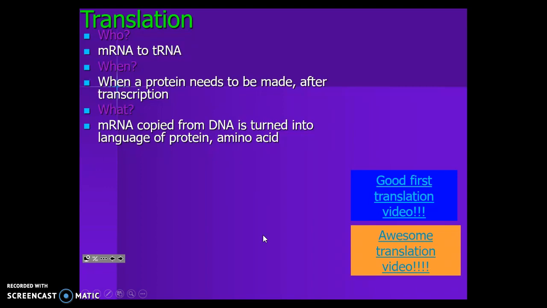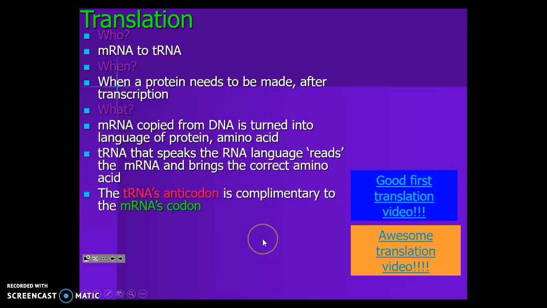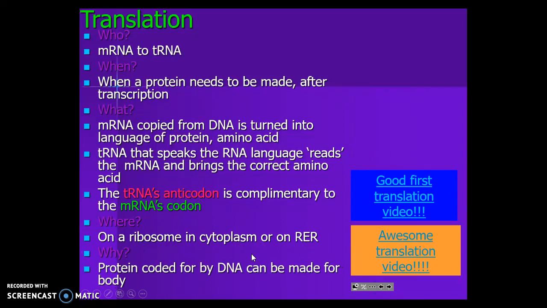And we know that the monomers are amino acids. So the tRNA is the molecule that is able to read the language of mRNA and convert it into amino acid language. The tRNA will carry the anticodon, and the anticodon is the opposite, or complementary, to the mRNA codon. This has to happen within the ribosomes. Remember, those ribosomes can be free-floating in the cytoplasm or embedded in the rough endoplasmic reticulum. This is happening so that the protein necessary for the cell to properly fulfill its function is created.